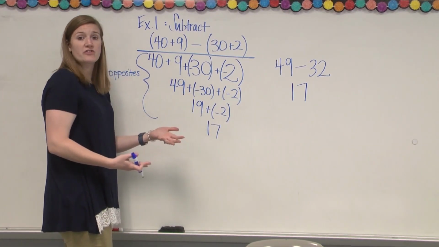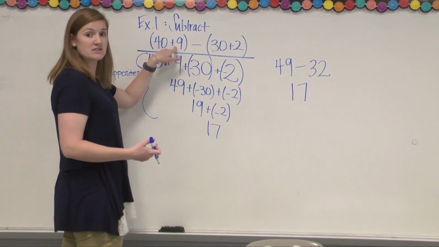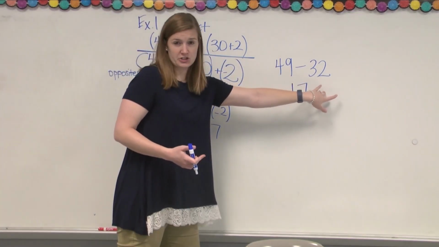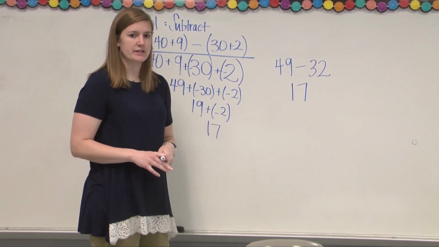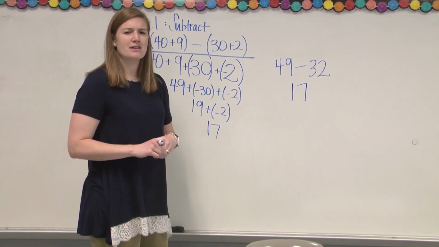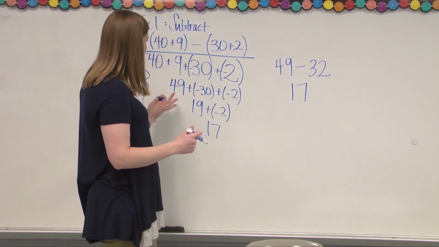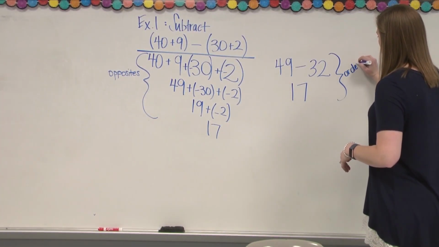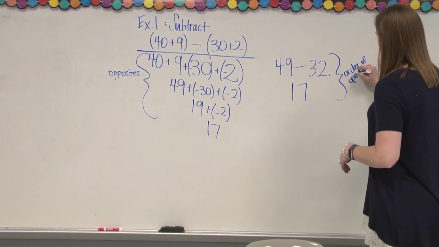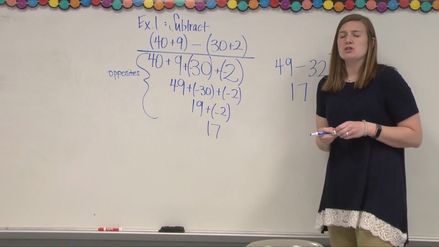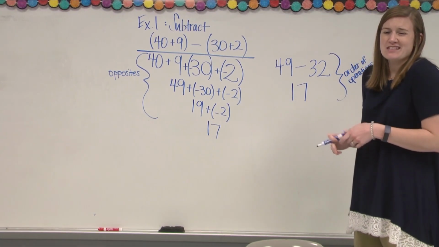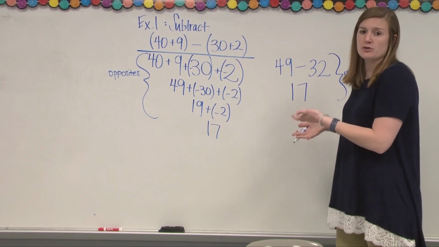You could also use order of operations. And order of operations tells me to do parentheses first, so 40 plus 9, 49, 30 plus 2, 32, and then subtracting them we get 17. Same answer either way. Which method is more efficient? Opposites? Order of operations? Think about it for a second. Which one is more efficient? So since we're only using numeric values and we're not using variables or anything like that, the order of operations method seems to be a little bit more efficient for this particular problem.